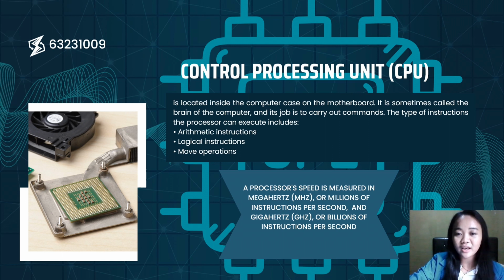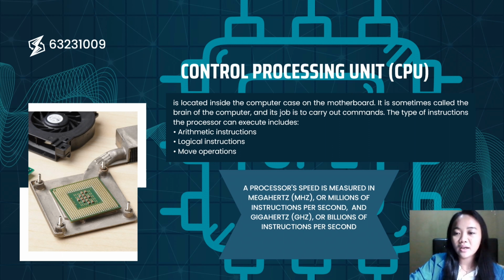arithmetic instructions that perform arithmetic operations requested by the computer, logical instructions that make decisions by comparing data and acting in a certain way according to the result, and move operations which can move data from one place to another. Processor speed is measured in megahertz and gigahertz. A faster processor can execute instructions faster.